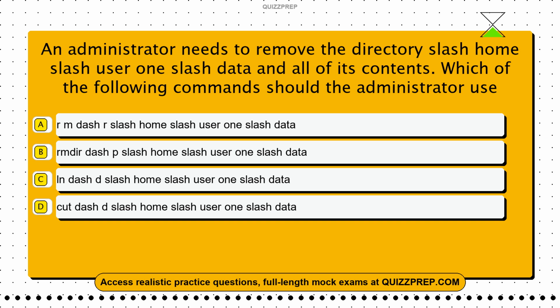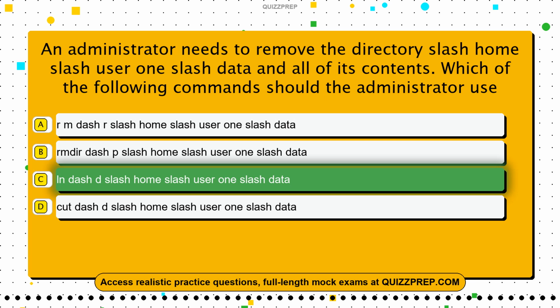/home/user1/data and all of its contents. Which of the following commands should the administrator use? Option A, rm -r /home/user1/data. Option B, rmdir -p /home/user1/data. Option C, ln -d /home/user1/data. Option D, cut -d /home/user1/data.